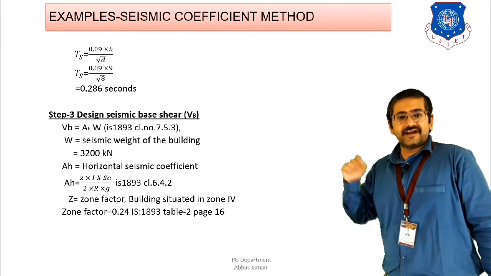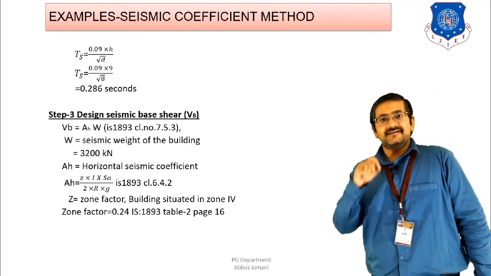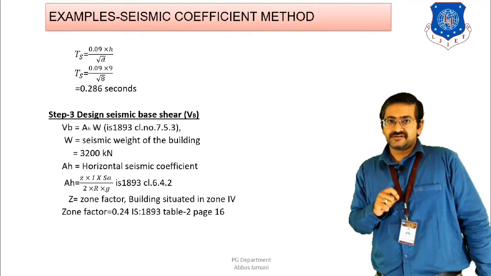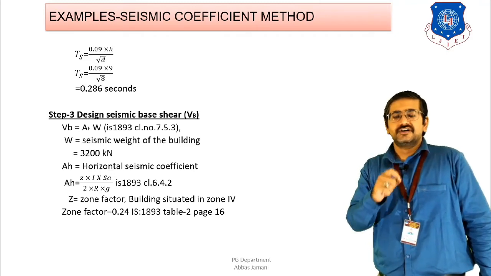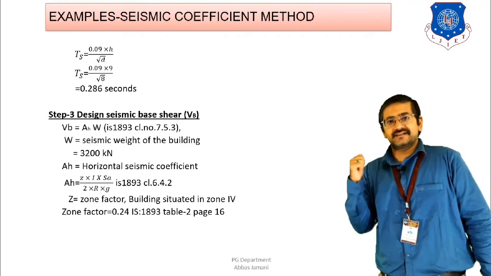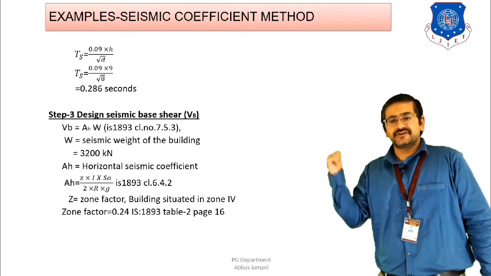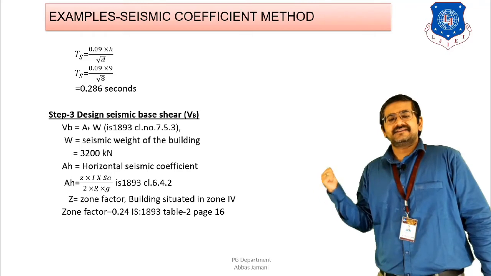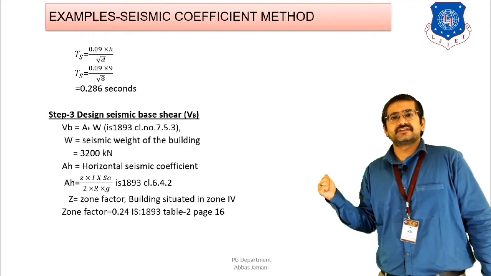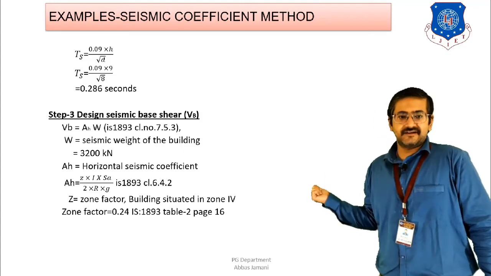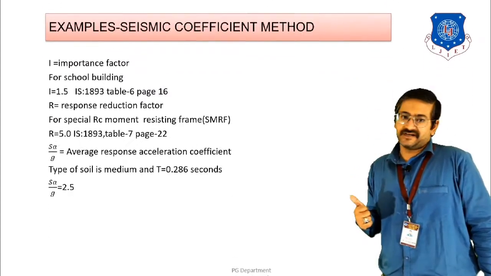Now if I look at all these parameters closely, I have been told in the data that my building is located in zone 4. When the building is located in zone 4, I have to go to the table given in IS 1893 and take the value of Z accordingly. If you refer to the table of IS 1893, you will know that for zone 4 the value of Z is given as 0.24. So my value of Z will be equal to 0.24 as per IS 1893.